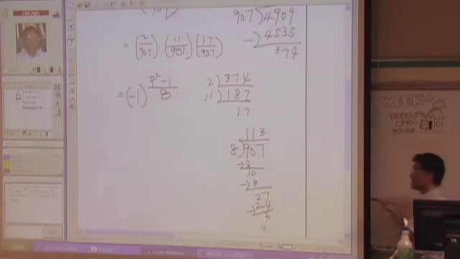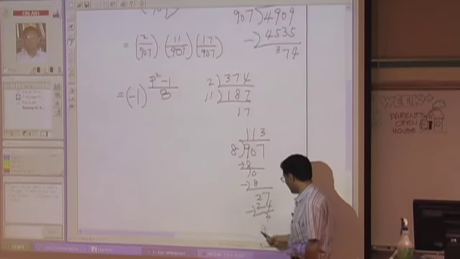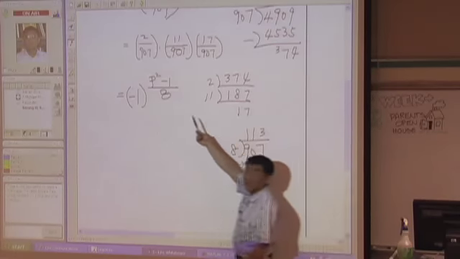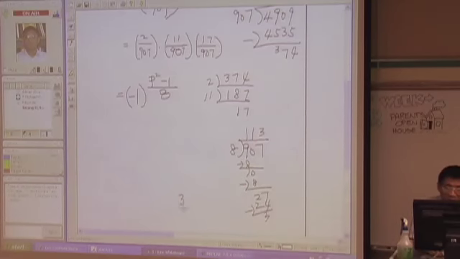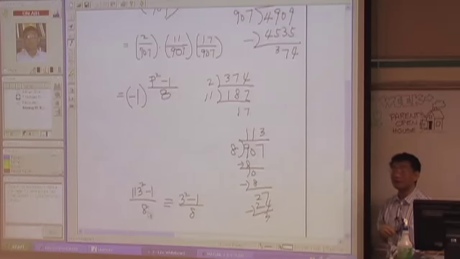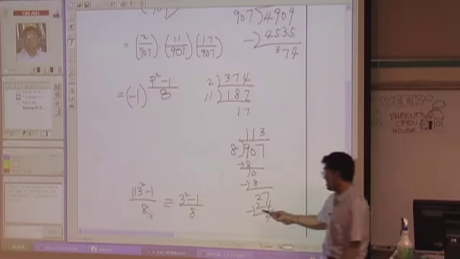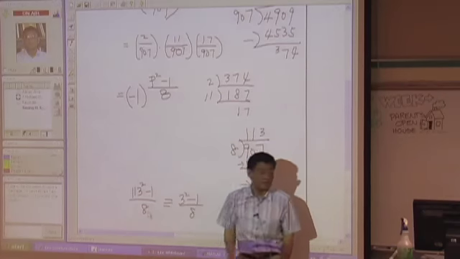So do you see it? 113 is congruent to 3 mod 8 because we are dividing by 8, right? So (3 squared minus 1) over 8 is congruent to (113 squared minus 1) over 8. They are congruent, right? Because 8 is cancelled out by this.